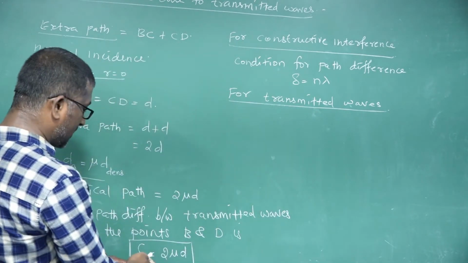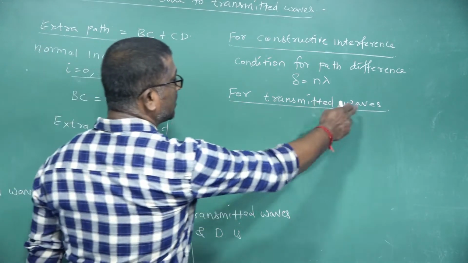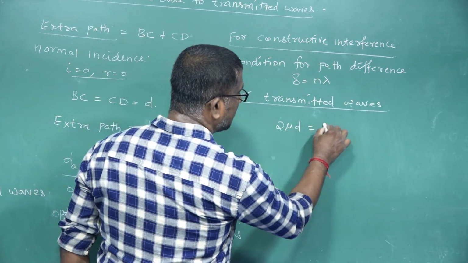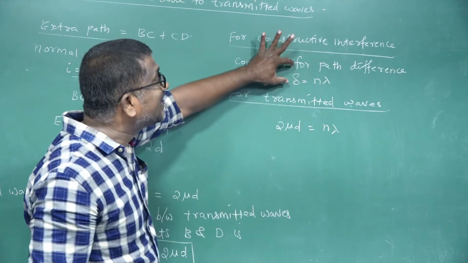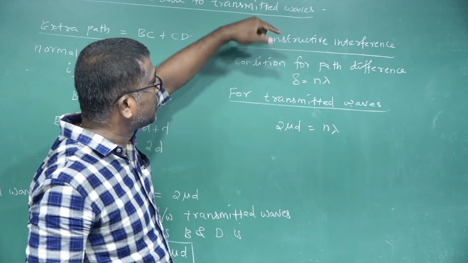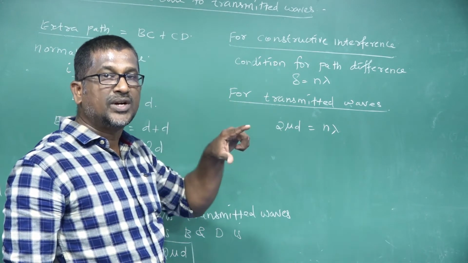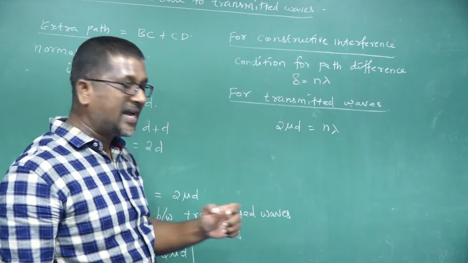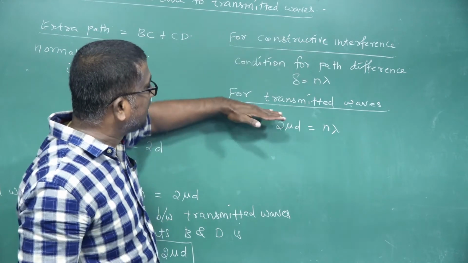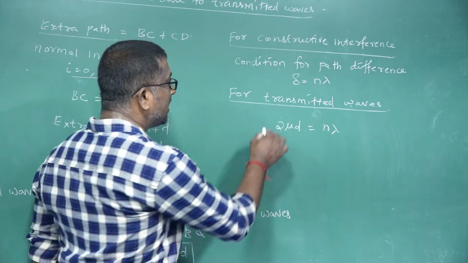Already the path difference between the transmitted waves is derived, that is 2 mu d. So for transmitted waves in the case of a thin film, 2 mu d is equal to n lambda. This is the general condition for constructive interference, del is equal to n lambda. Therefore, the condition for constructive interference in the case of transmitted waves is 2 mu d is equal to n lambda.